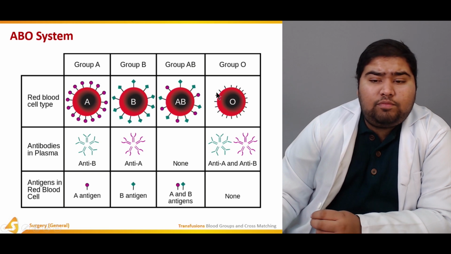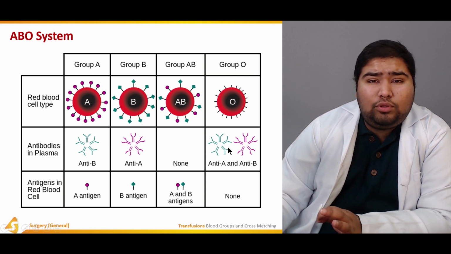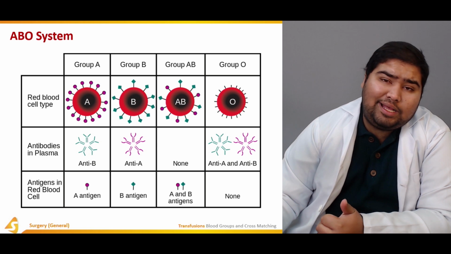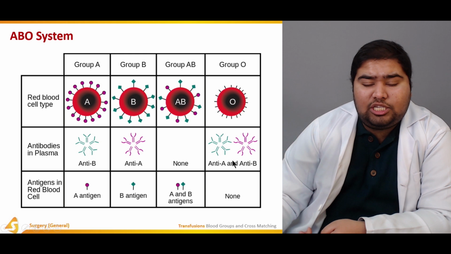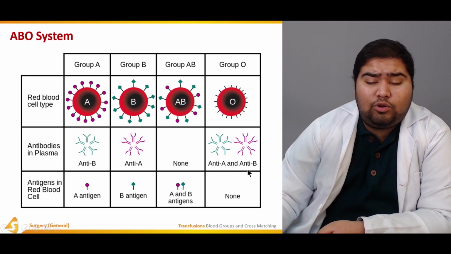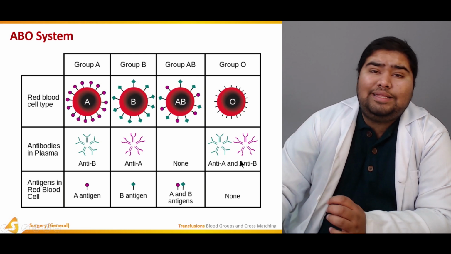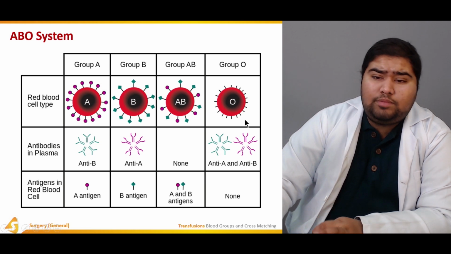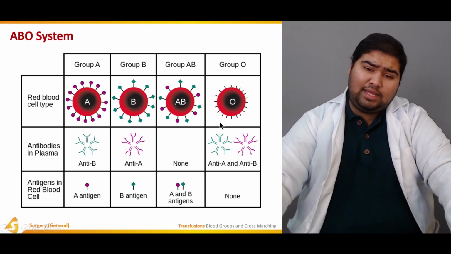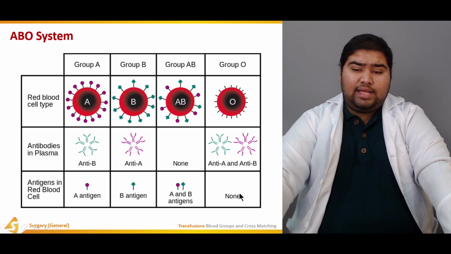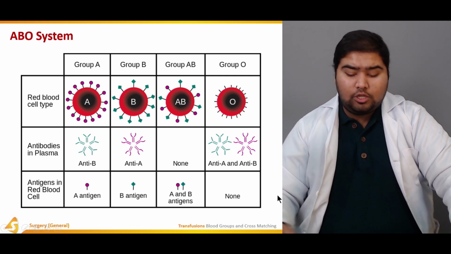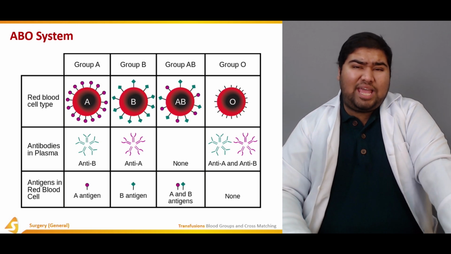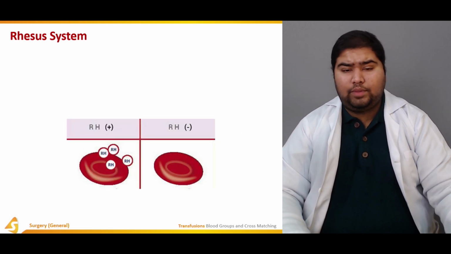However, due to the absence of both the antigens, it has both the antibodies against antigen A and antigen B. So it has anti-A antibodies and anti-B antibodies. These are universal donors because there are no antigens on their cells, so they can donate to all the blood groups. So this is a brief summary of the ABO blood type system.